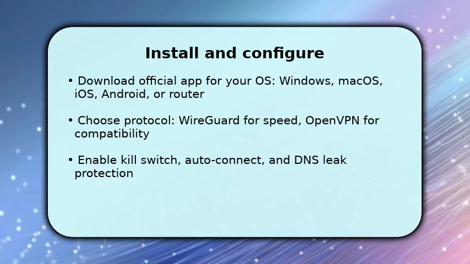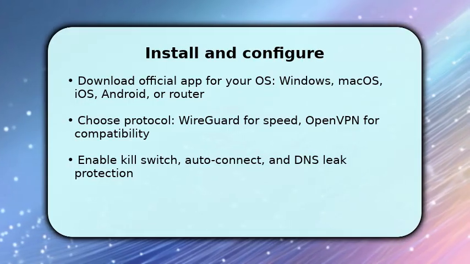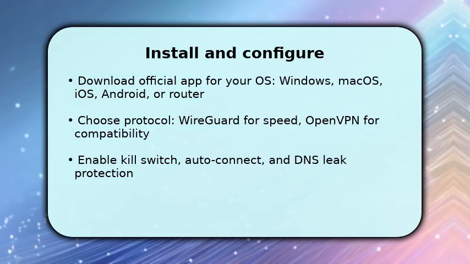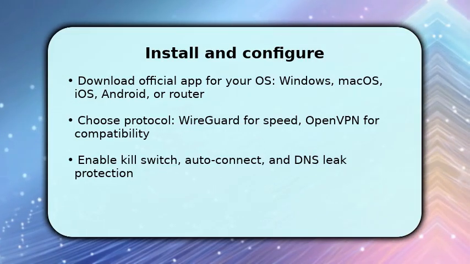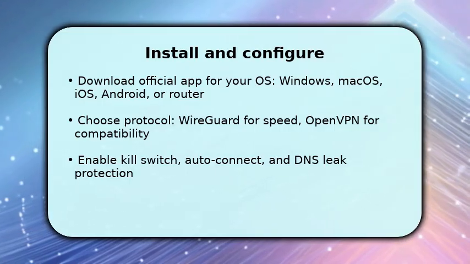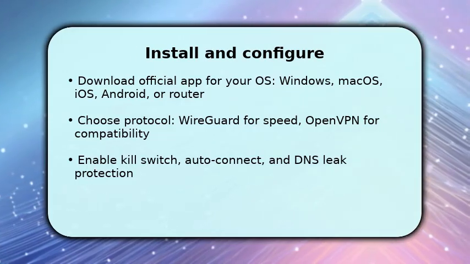You now install the provider's official app or configure your router. Do not use unofficial builds. Once installed, pick a protocol. WireGuard gives faster performance while OpenVPN offers broad device compatibility. Then enter your credentials. Make sure to turn on the kill switch so traffic stops if the VPN drops.